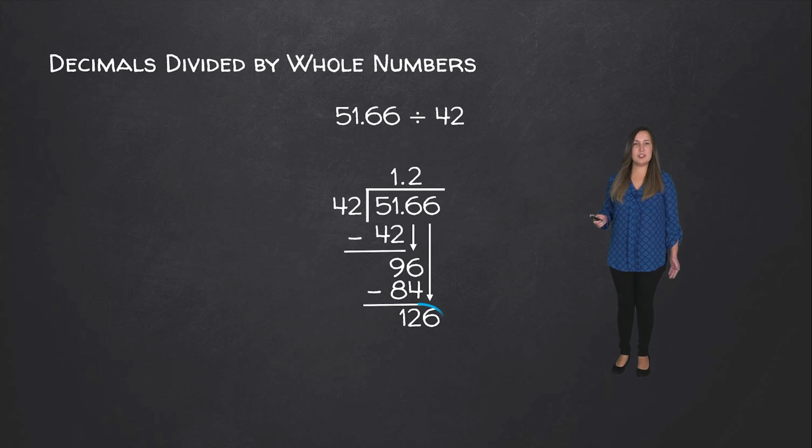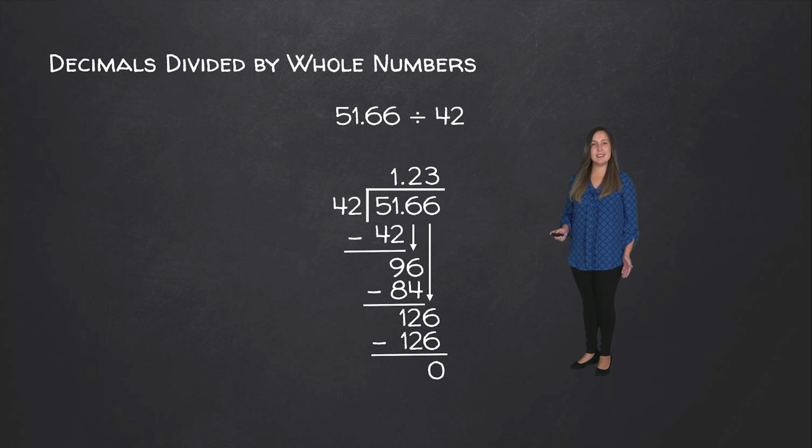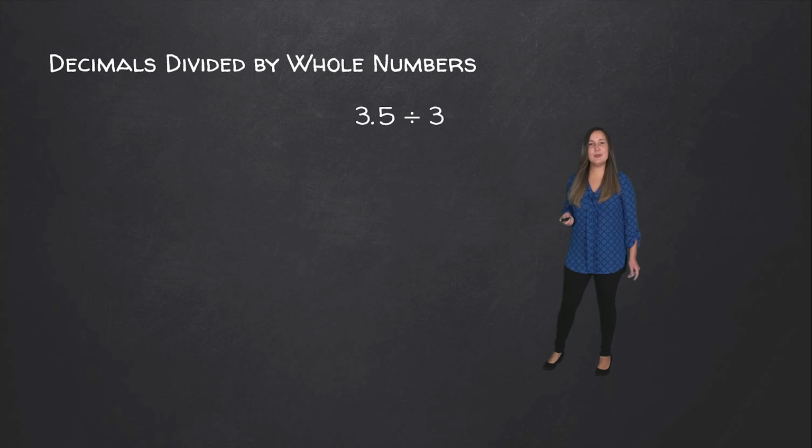And then we ask ourselves, how many times does 42 go into 126? And that would be 3 times, because 42 times 3 is equal to 126. And so we take 126 and subtract 126, and we have no remainder. So 51 66/100 divided by 42 is equal to 1 23/100. So let's do another example.